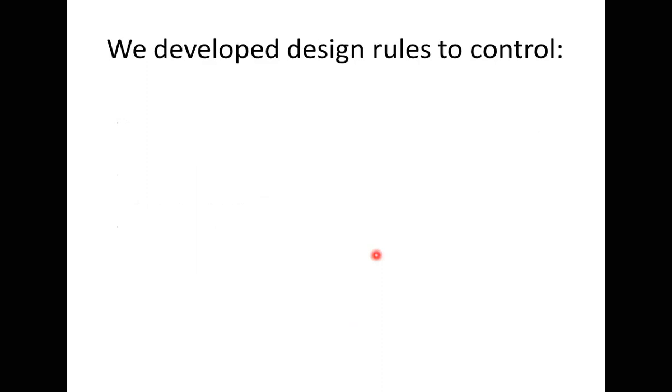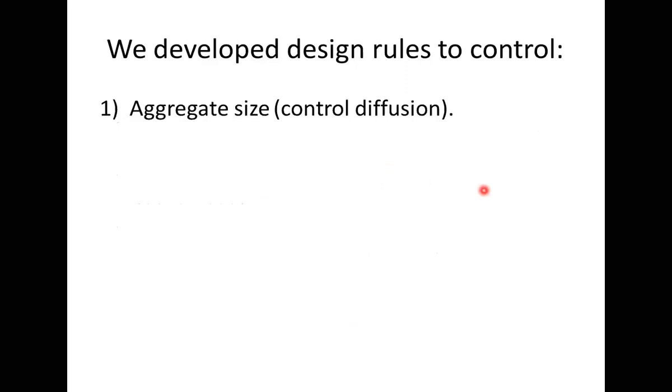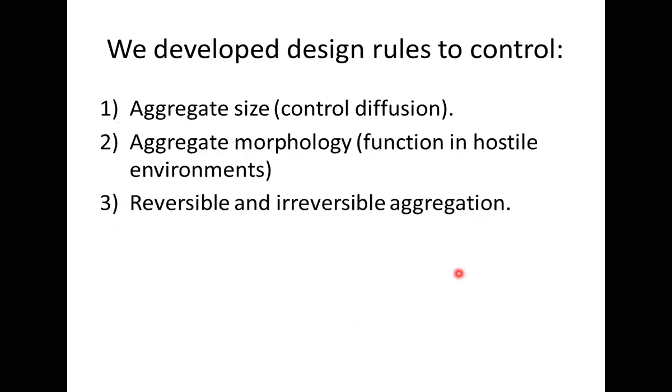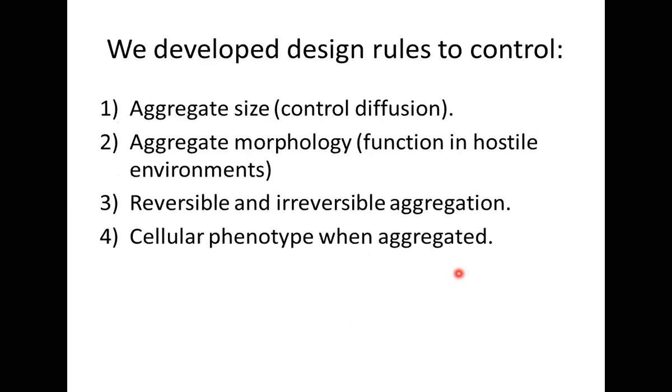So in our research, and this was myself and Bradley Silverman of the Terrell group, we developed design rules to control aggregate size, which allows us to control the diffusion between individual cells, or into and out of the aggregates as well. Aggregate morphology, so that's for function in hostile environments. Doing this both reversibly and irreversibly. And finally, finding a method by which the cellular phenotype can be altered when aggregation has occurred.